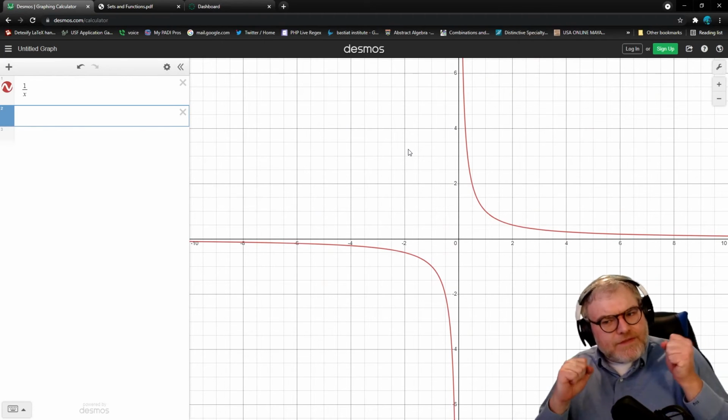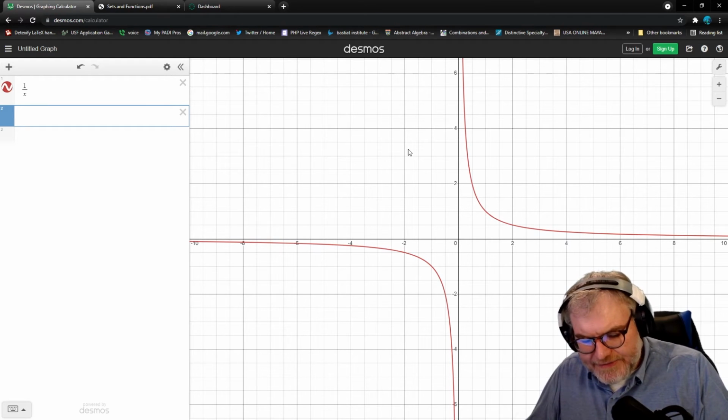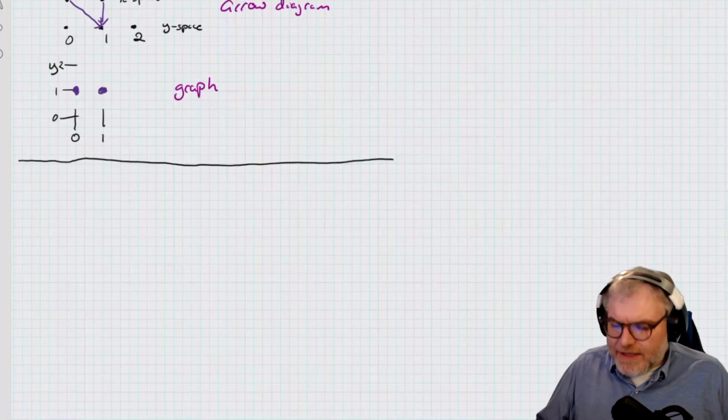All right? You're going to want this function. You're going to love this function. It's going to be one of the things that really helps you understand calculus. Okay? So let's look at this function.